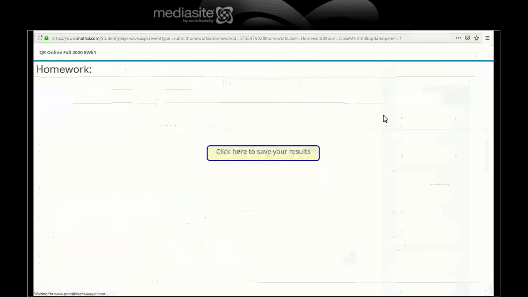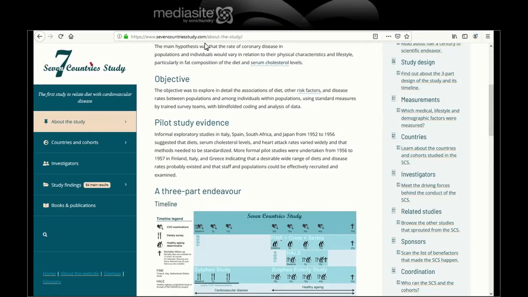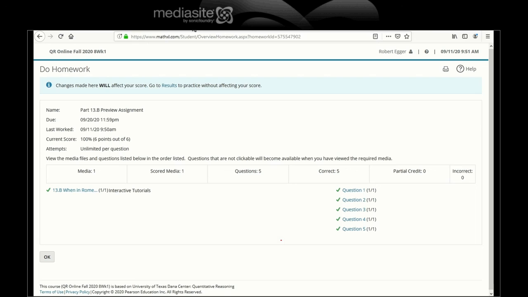And I believe that completes the questions for, what do you call this thing? Lesson 13B, When in Rome, Observational versus Experimental Studies. Go back and do these questions yourself now. They may be a little different than what you saw on the screen here, because there was a question pool. But with that, I'll see you shortly for the 13C preview.